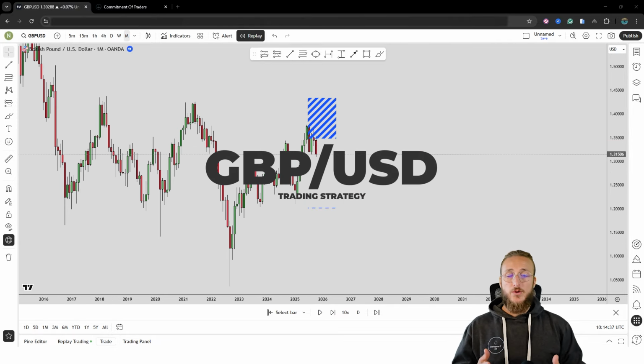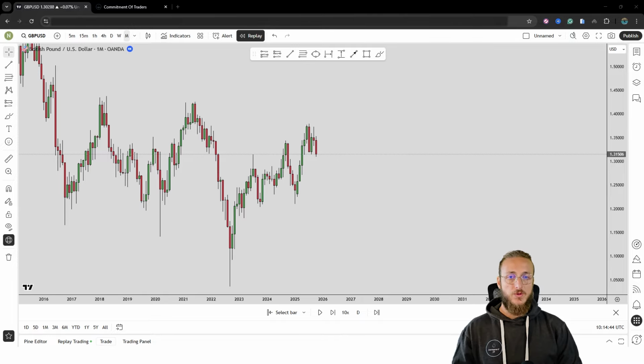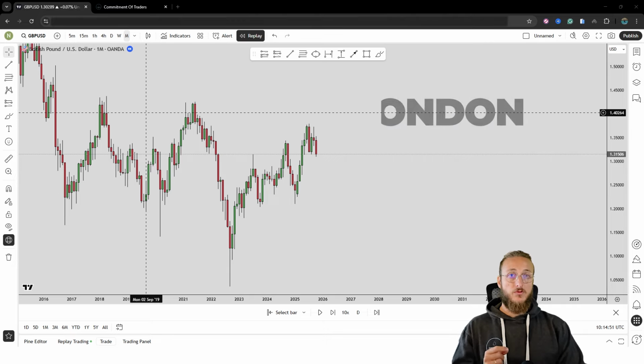The new setup I want to speak about here is on GBPUSD. Actually, I have two setups which I want to speak about on GBPUSD. Both of them were taken with my London breakout EA. Now let's start from the first one.